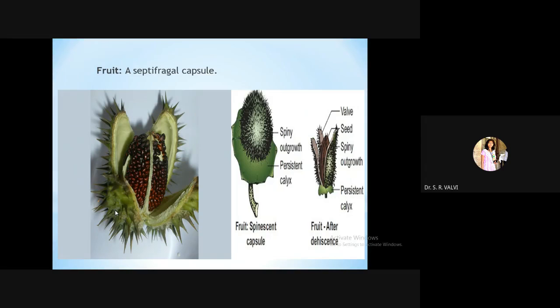Understood? So I have explained all the morphological characters right from the habit till the fruit. All our explanation of habit till fruit is done. Now it's our duty to write the floral formula and then the floral diagram. Next is the floral formula.